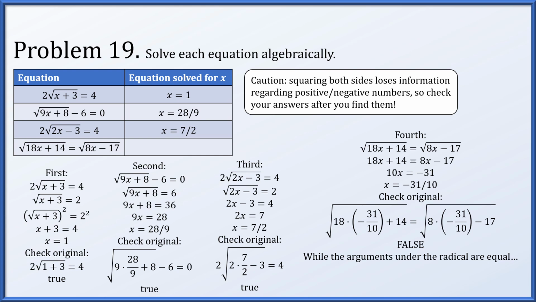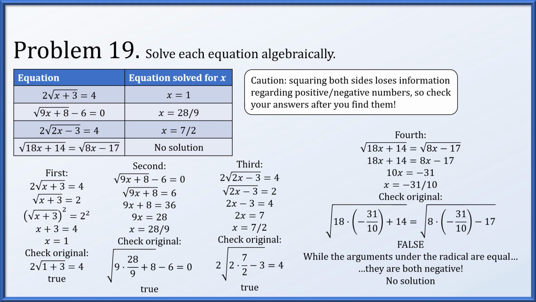Okay, so under the radical, you'll have the same number. If you solve for the intersection of the lines, essentially 18x plus 14 and 8x minus 17, you'll find that x equals negative 31 over 10 is the value at which these two lines intersect. However, that value of x is not valid in the original expression involving radicals. So there's no solution to this problem.